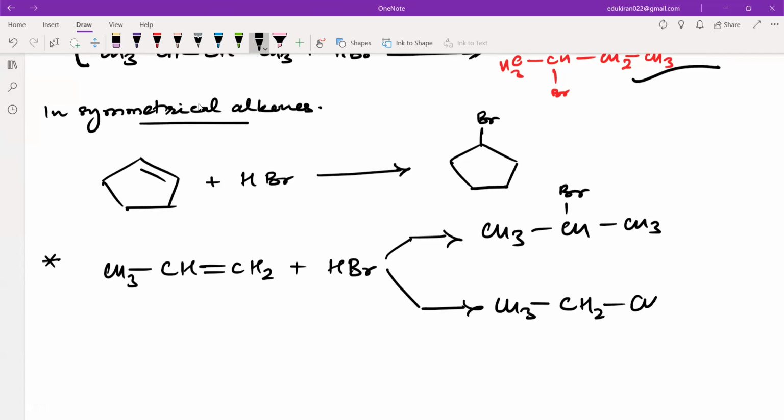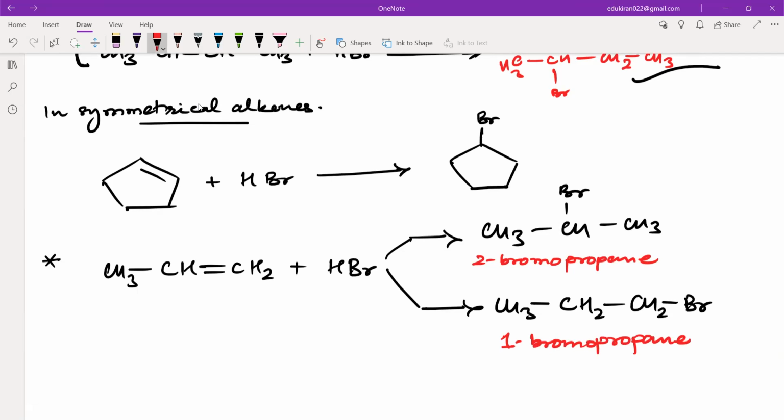CH2, CH2Br. Yes or no, guys? Can you identify that we can have two products? The Br can attach on the second carbon, and both of them will give me different products, because this will be 2-bromopropane, and this will be 1-bromopropane. So obviously I'm going to get two different products. Yes or no? Yes, sir. So now we have to identify, we will get both the products.